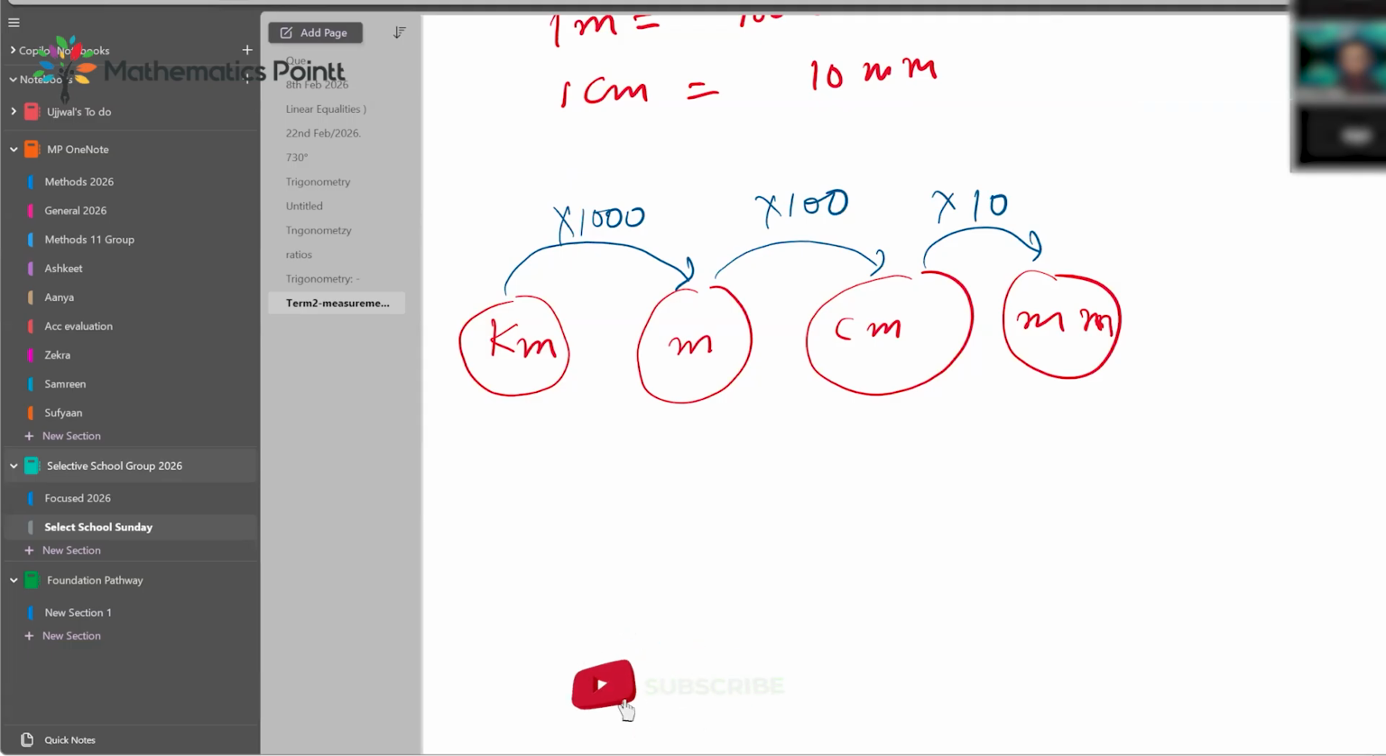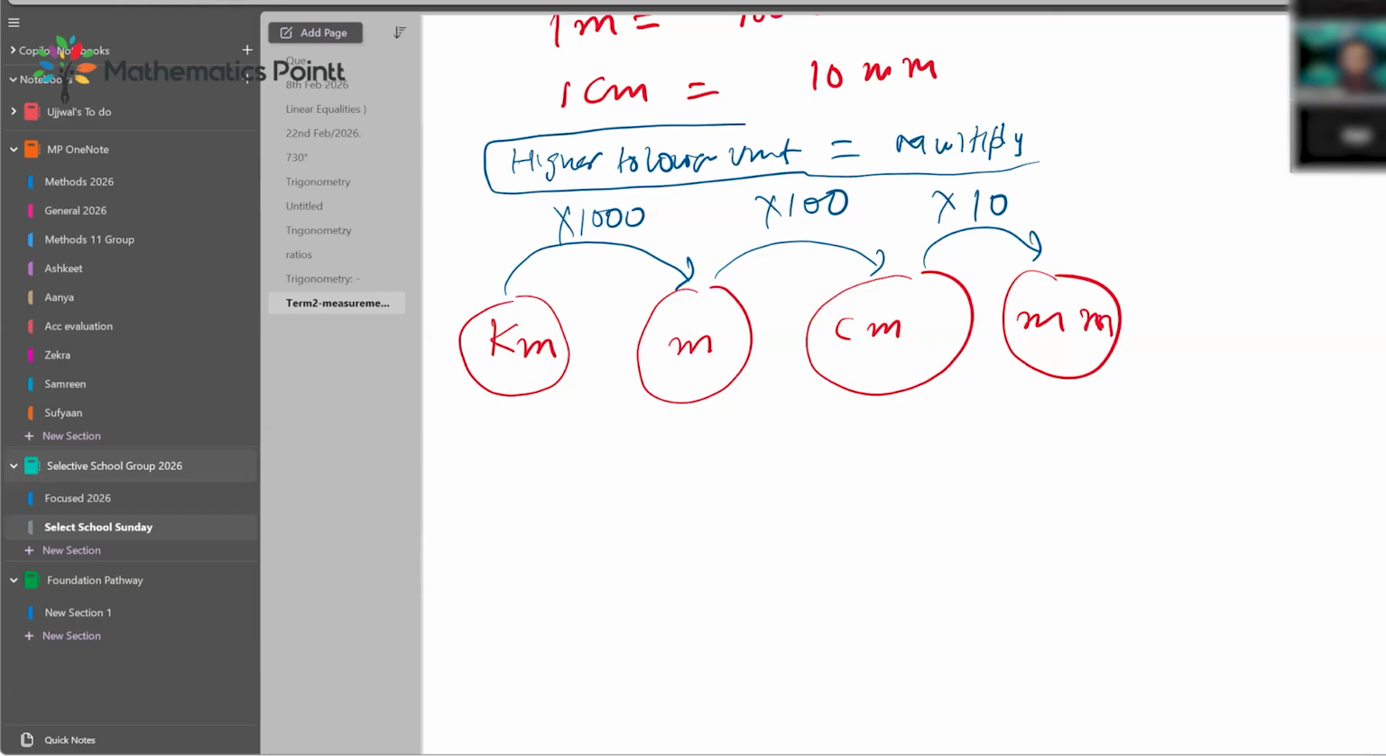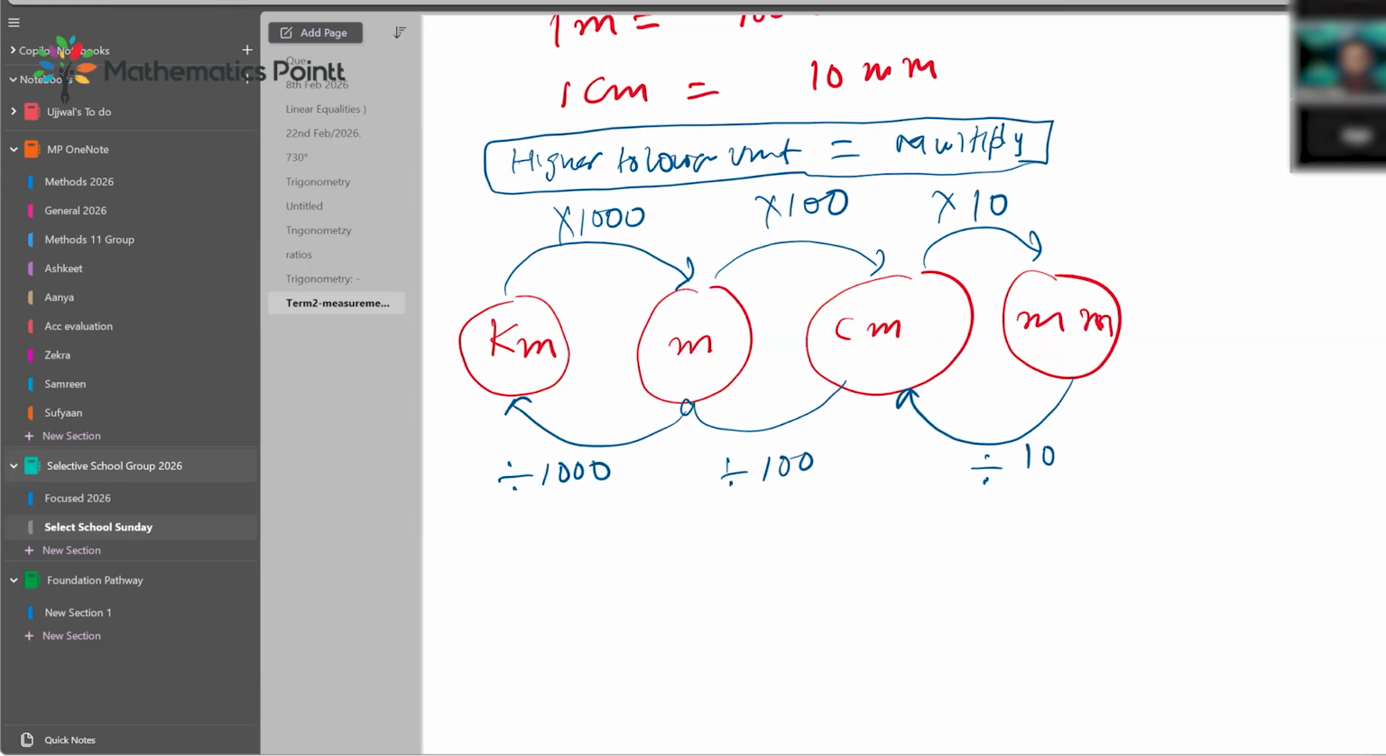And so whenever you're going from a higher to a lower unit, you always multiply. And when you are going from lower to higher, you divide. So if you're converting meters to kilometers, you divide by 1,000. If you're converting kilometers to meters, you multiply by 1,000. As simple as that, right?